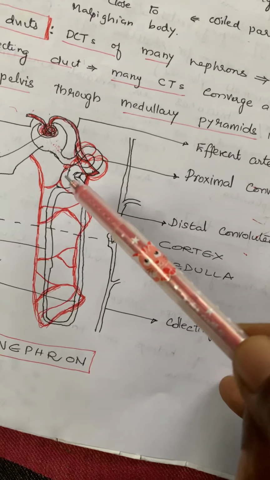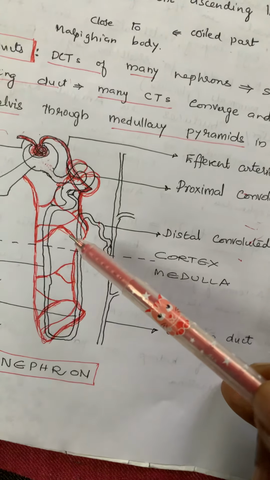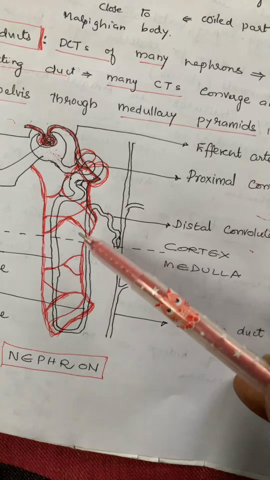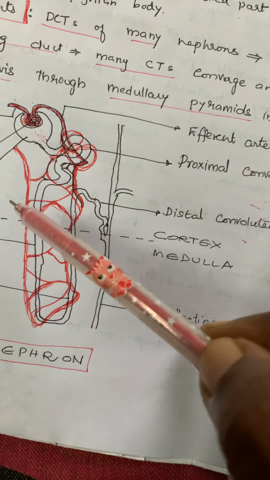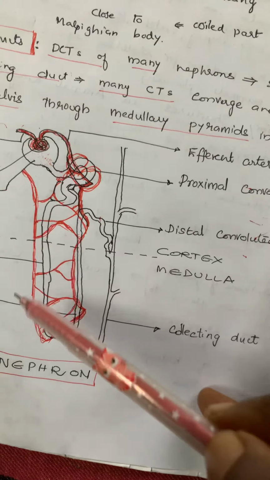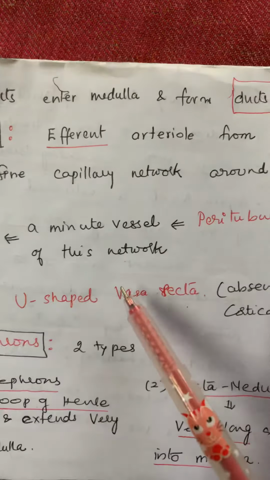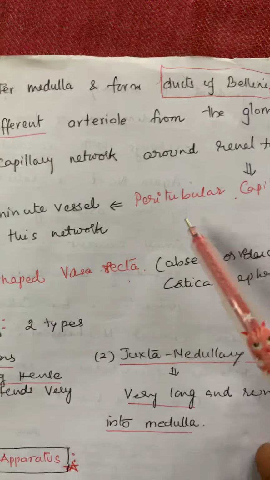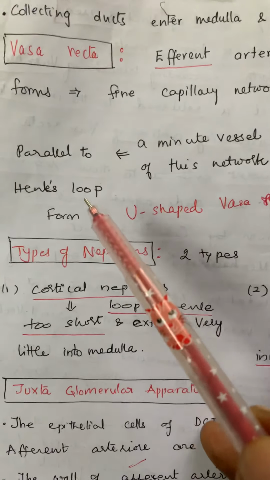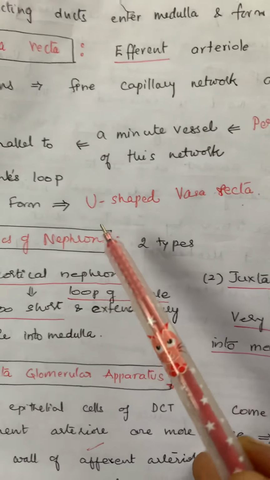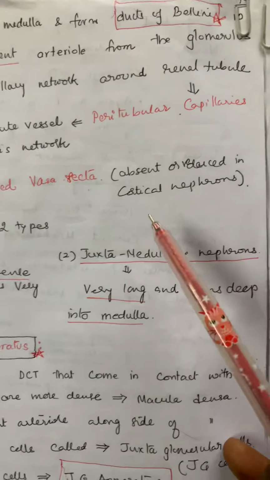A minute vessel from this peritubular network runs parallel to the loop of Henle, and it forms the U-shaped vasa recta, which may be absent or reduced in cortical nephrons.